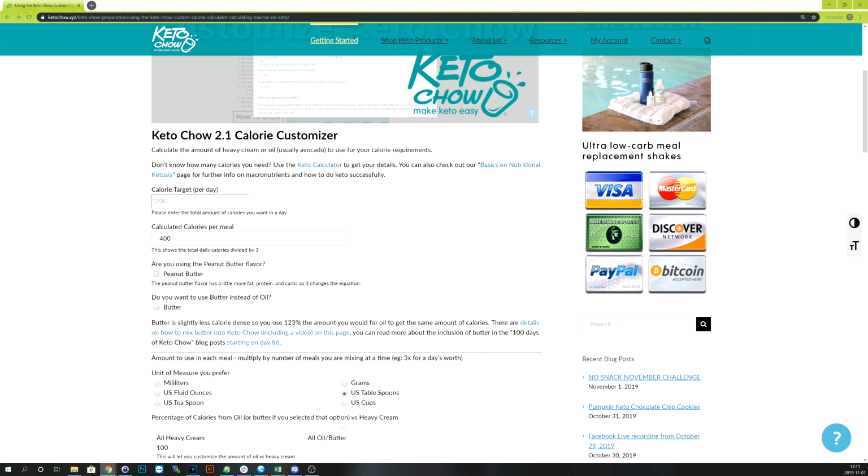Cool thing about butter is it's less expensive. It tastes amazing. Also, it doesn't have as many carbohydrates as heavy cream, but it is a bit more work to mix up. So there are details on how to mix butter into Keto Chow.